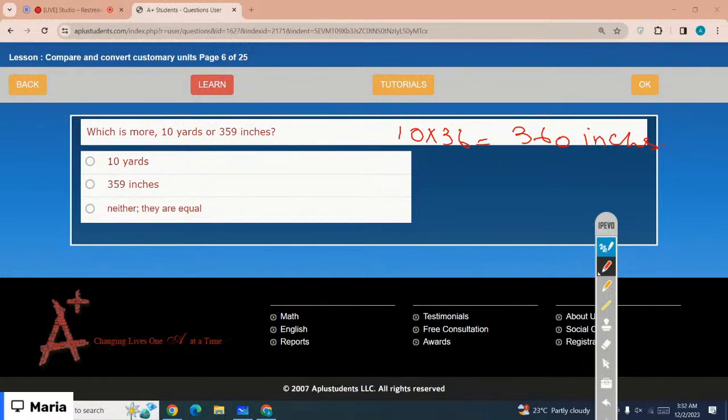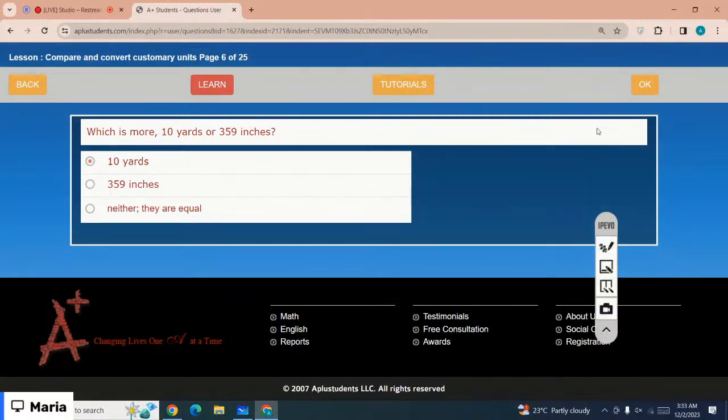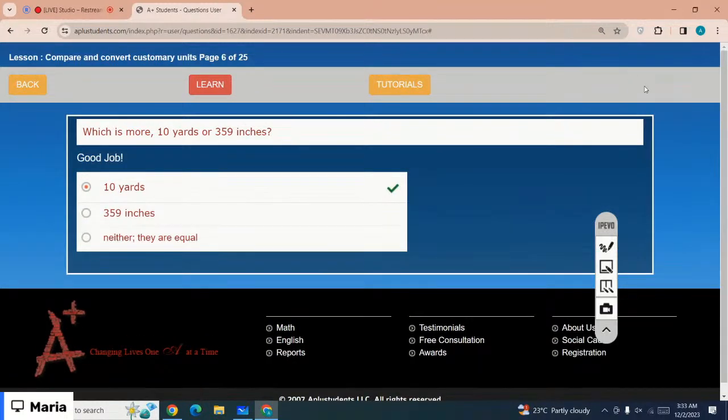Yes, the correct option is 10 yards, which is more. 10 yards is more than 359 inches, right? Okay, you can complete the lesson by yourself later today. Let me just move on to the next lesson.